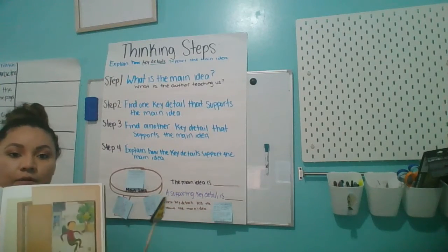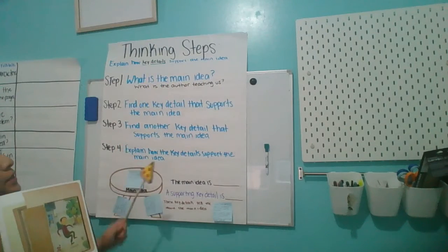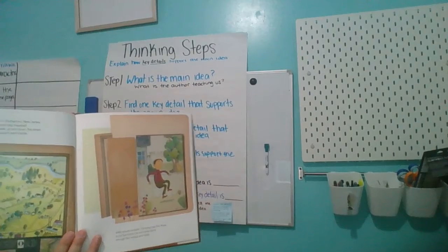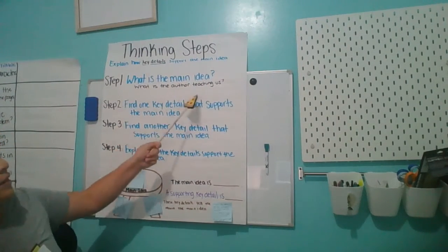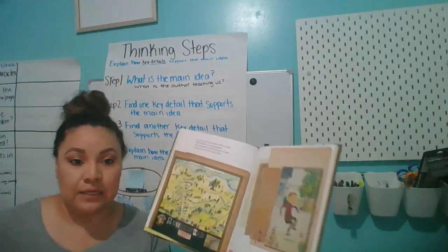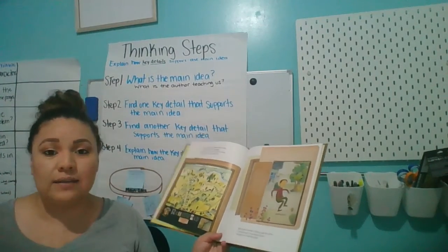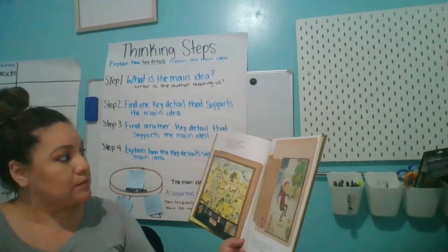So step number 1, we need to identify what is the main idea. Again, I'm modeling for you pages 3 and 4, and I will be finding what the main idea of these two pages is and what the author is teaching us. So let me go back to pages 3 and 4 and just think about what these two pages were mostly about and what the author is trying to teach us.